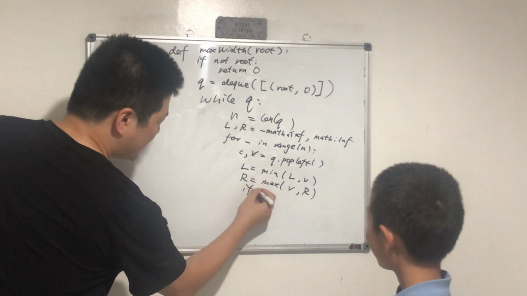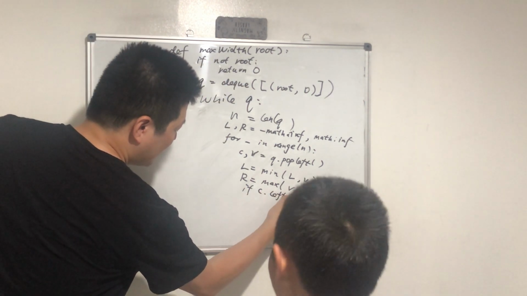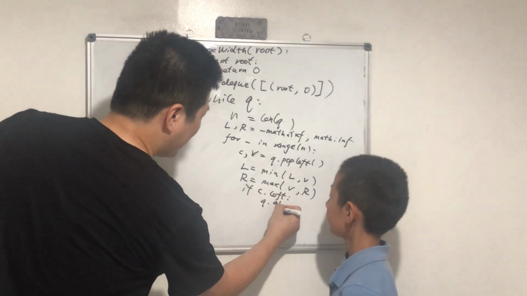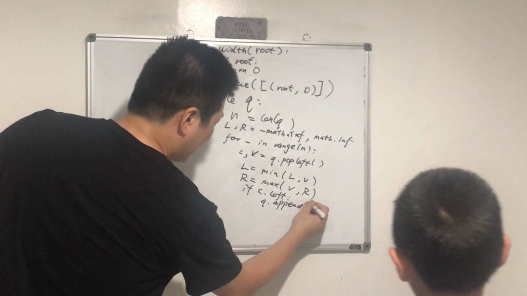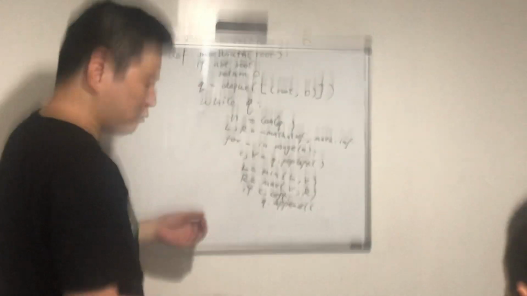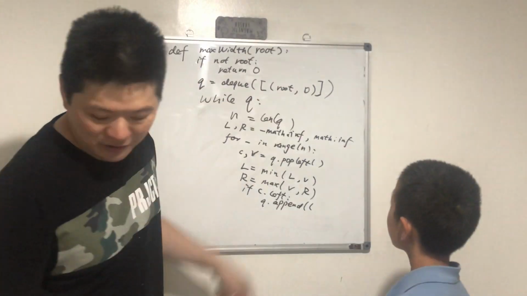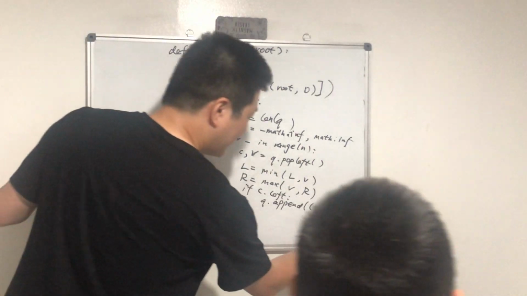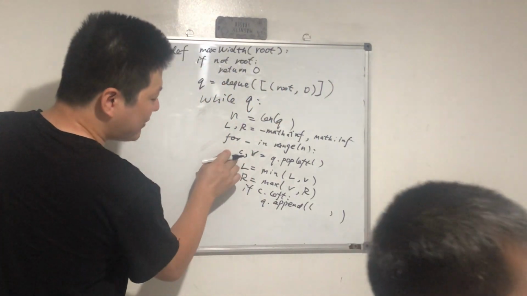And then now if C dot left, they are left nodes. So what should we do? Q dot append what? What should we append? The node and the value. Q dot append what? Not root. The current node is C.